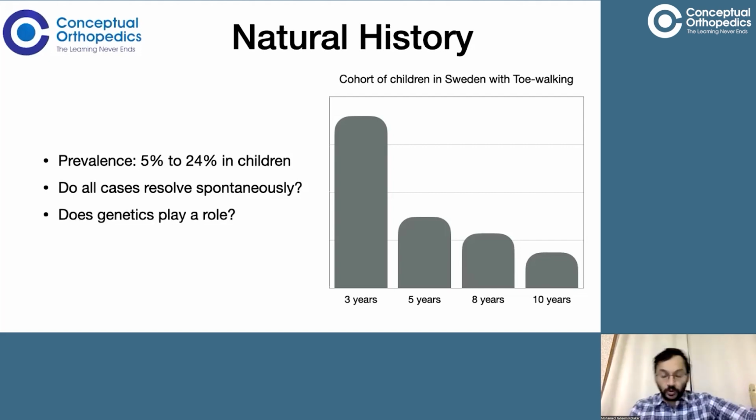So does genetics play a role? We have seen that a large majority of these children are males. So it is thought that it could be an X-linked recessive condition, which is not manifested in the female population. It is only manifested in the male population, and there has been a family history seen in these patients. So how do we diagnose?